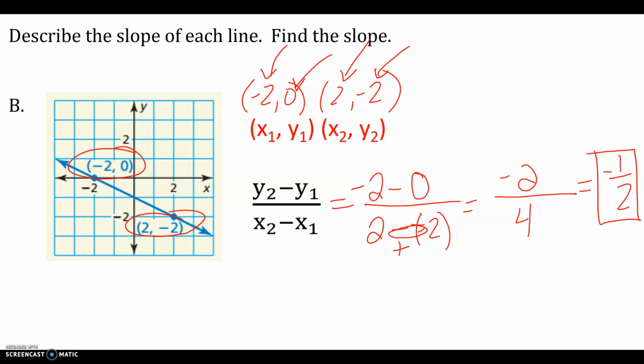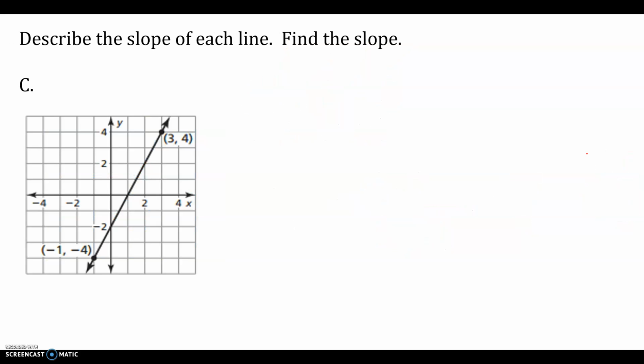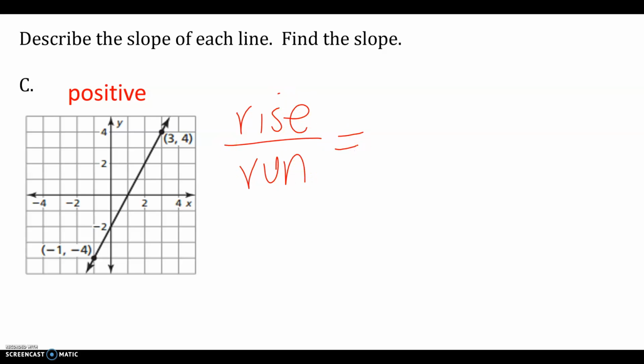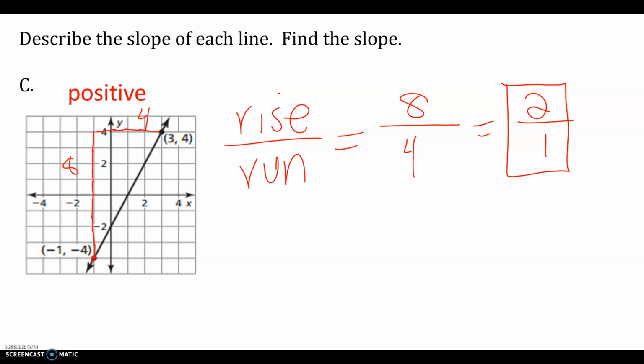All right, let's do 2 more. First thing, describe the slope. Well, that is positive. So let's count our rise over our run. We're going to start here. 1, 2, 3, 4, 5, 6, 7, 8. So we rose 8, and then we're going to run 1, 2, 3, 4. We need to reduce that, and that becomes 2 over 1.